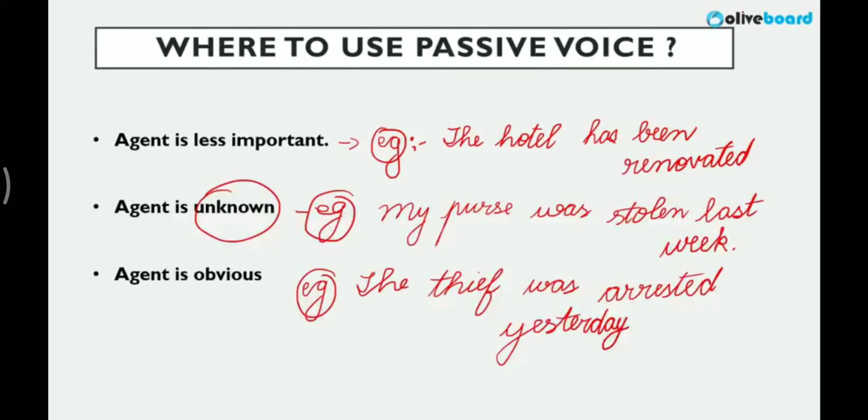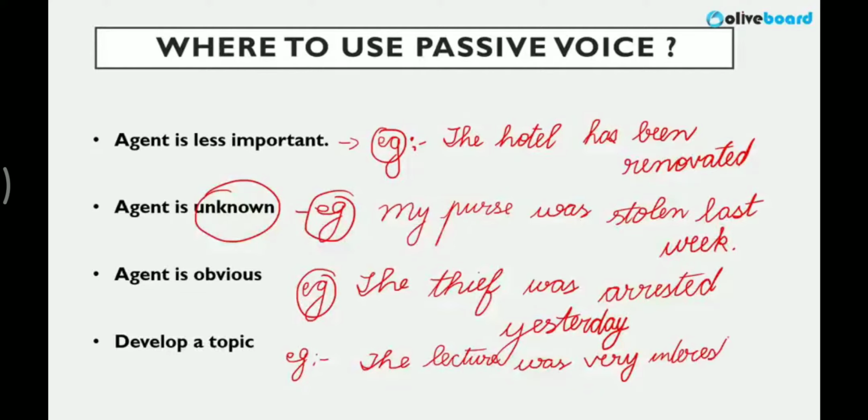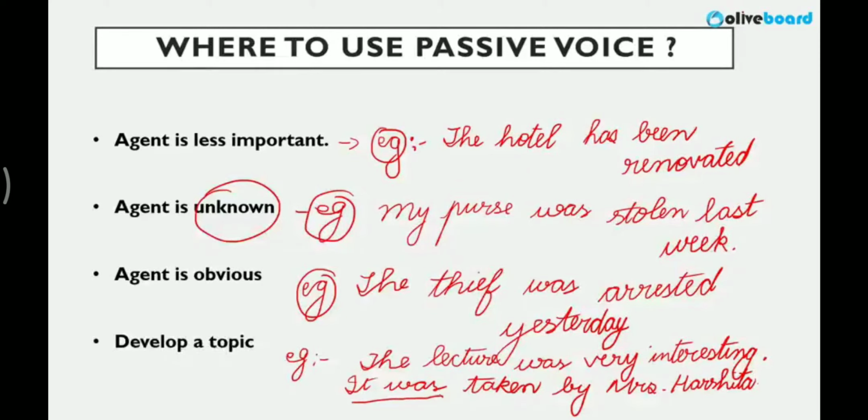Next way to use passive, you will usually see in probably novels, right? Develop a topic, right? So once you have mentioned a theme, a topic, for example, the lecture was very interesting. Now I'm continuing with the same theme. I am adding on to this point. It was taken by Mrs. Harshita. Now you know that I have already mentioned a subject line. Now I'm adding on to it. I'm adding more information. I'm developing a topic. So I've used the passive form.